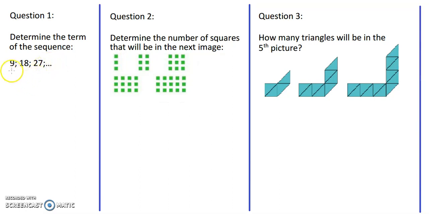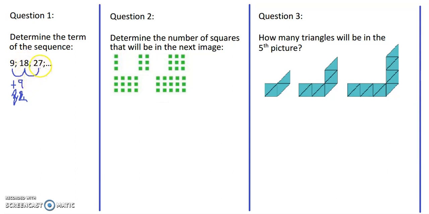Determine the next term of the sequence. And we've got 9, 18, 27. Now we know between 9 and 18, we're either going to add 9 or we're going to multiply by 2. If we're multiplying by 2, then we'll get 18. If we're adding 9, then we'll get 18. What if we multiply 18 by 2? Well, that's definitely not 27, so we can say that it's not going to be multiplying by 2.